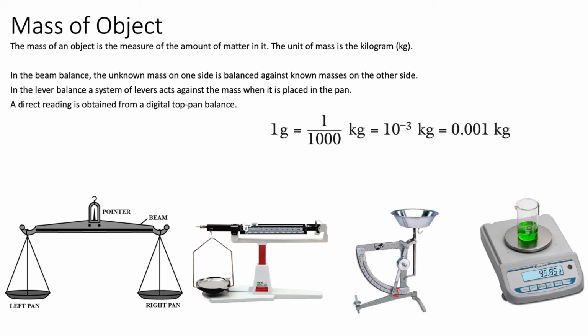Mass of object. The mass of an object is the measure of the amount of matter in it. The unit of mass is the kilogram. In the beam balance, the unknown mass on one side is balanced against known masses on the other side. In the lever balance, a system of levers act against the mass when it is placed in the pan. A direct reading is obtained from a digital top pan balance. Most of the time, we have to convert gram to kilogram.